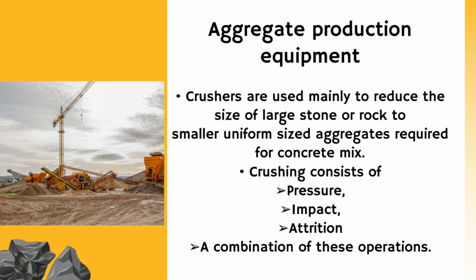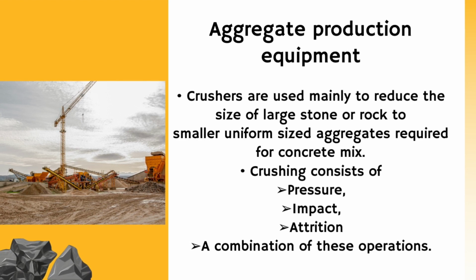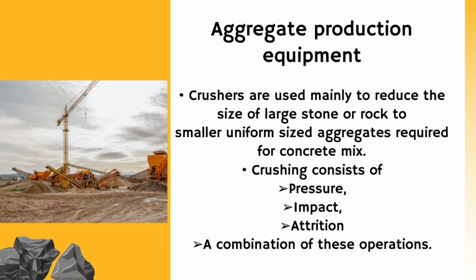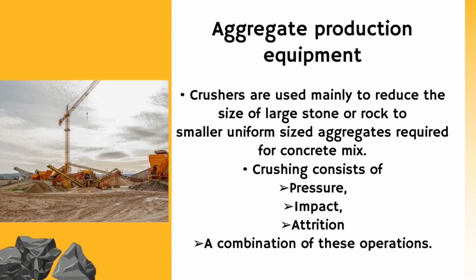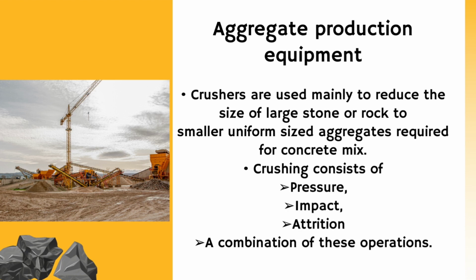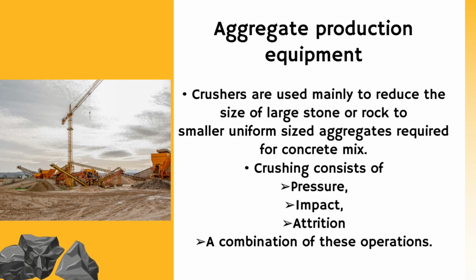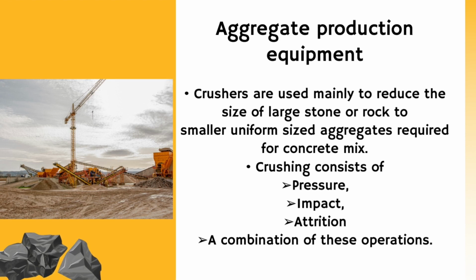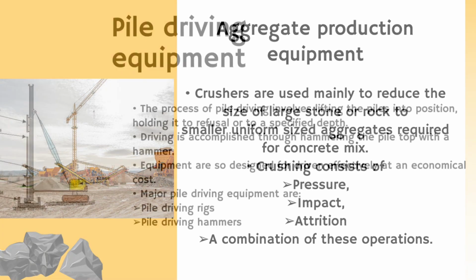For the aggregate production equipment, crushers are used mainly to reduce the size of large stone or rock to smaller uniform-sized aggregate required for concrete mix. Crushing consists of pressure, impact, and attrition, or a combination of these operations.